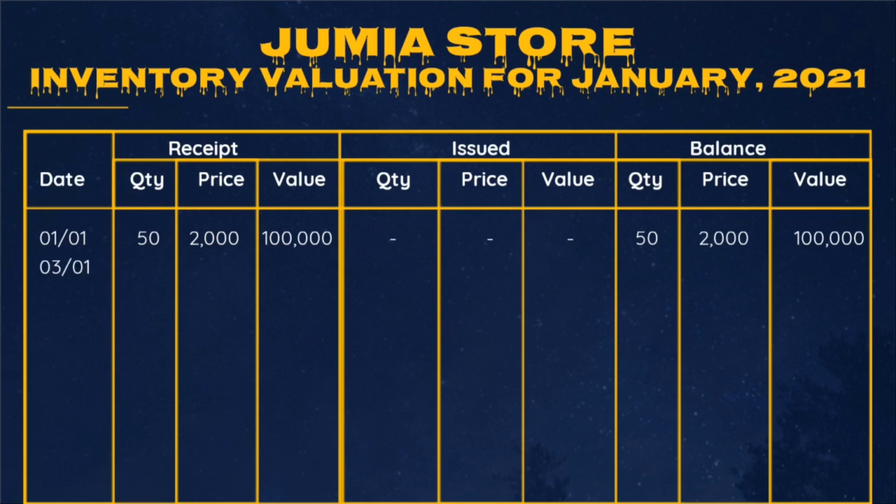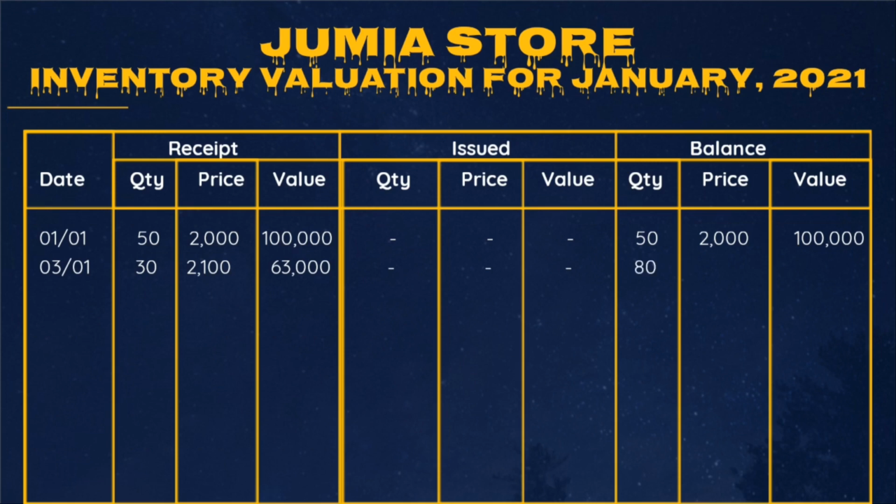January 3, that is 3/1. The quantity is 30, the price is 2,100, and the value is 63,000. Under the issue, we are not issuing, so that is going to be dash, dash, dash. Under the balance, we have 50, which means they have 50 bags of cement in the store before. This time around, they are receiving an extra 30 bags of cement. That will be 50 plus 30, so the quantity will be 80.